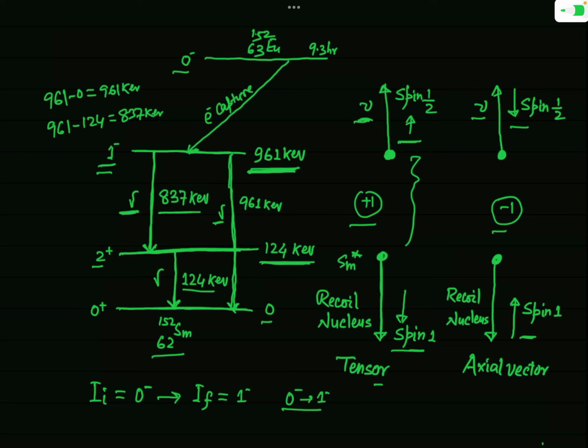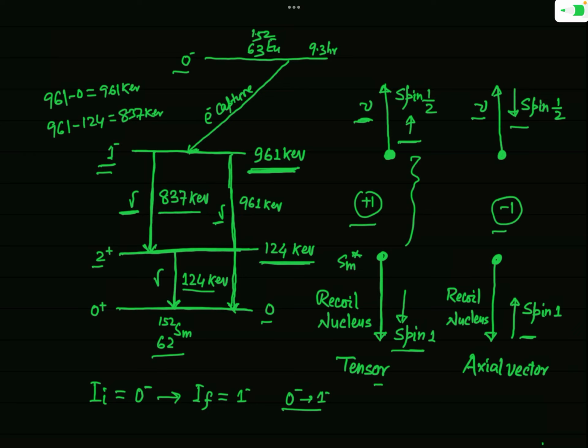In fact, this +1 helicity of both the recoil nucleus and the neutrino will be when there is tensor interaction, and their helicities will be -1 when there is axial vector interaction. Actually, these are two possibilities. I am talking about the possibility, but you will see later on, finally, that the tensor interaction is not possible in this case. The axial vector interaction will be possible, and so finally we will see that the helicity of the neutrino will be equal to -1. This will be our final result.